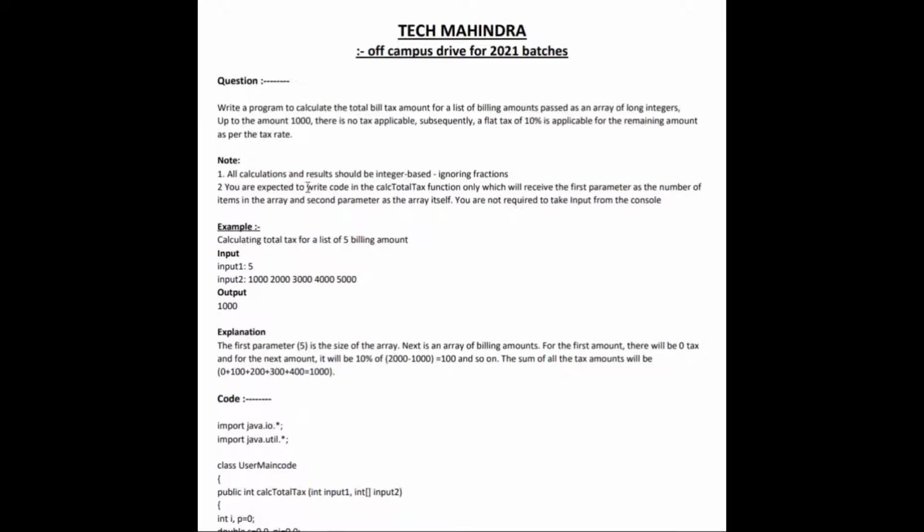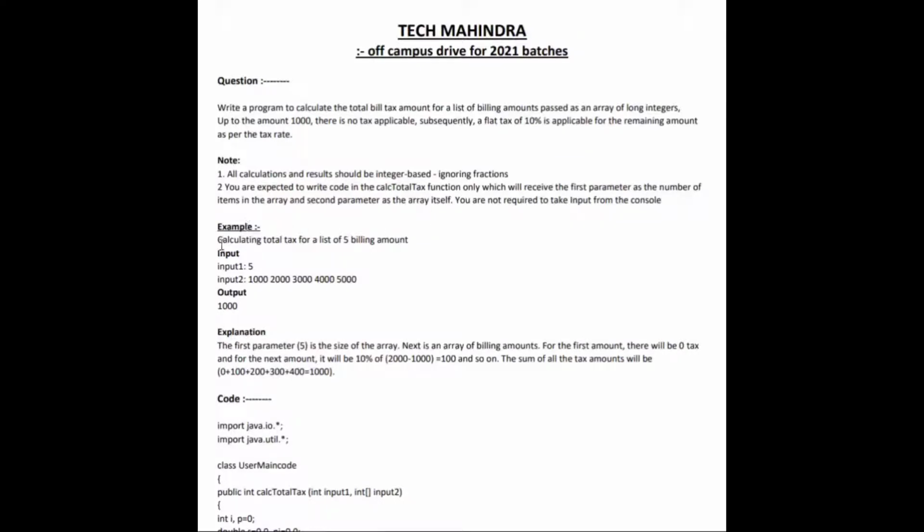So the note, all calculation and result should be integer based, ignoring fractions. So it has to be integer and not decimal. You are expected to write the code in the calc total tax function only, which will receive the first parameter as the number of items in the array and second parameter as the array itself. You are not required to take input from the console. So we only have to write this calc total tax function, and we don't have to write the main function. This function will have two parameters, out of which the first parameter would be the number of items in the array and the second parameter would be the array itself.